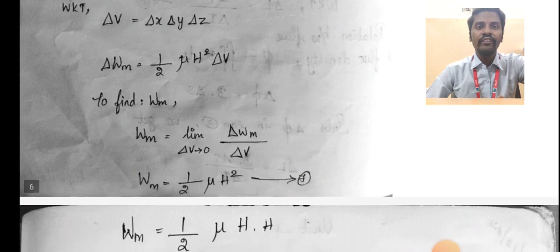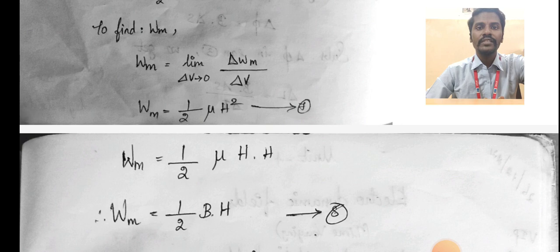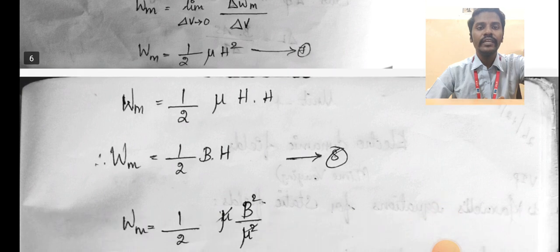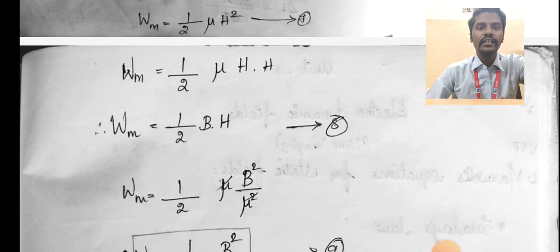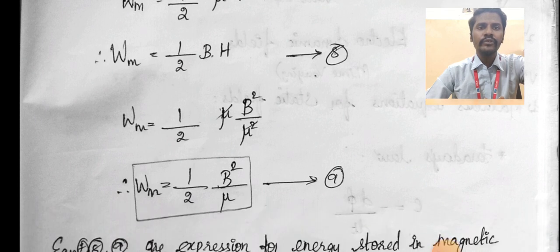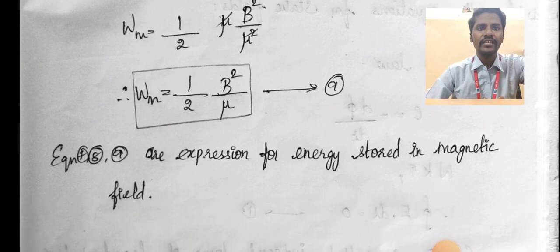Next our aim is to find the value of Wm. We know the formula: the limit as del v tends to 0 of del Wm divided by del v. So we also know that Wm is equal to half into mu H square. The half mu H square can be expanded as half mu H into H. Instead of mu H, I can replace that by B, that is Wm is equal to half into B into H. Now we write it in terms of mu. So mu gets cancelled in H, leaving Wm is equal to 1 by 2 B square divided by mu. Keep this equation as number 9.